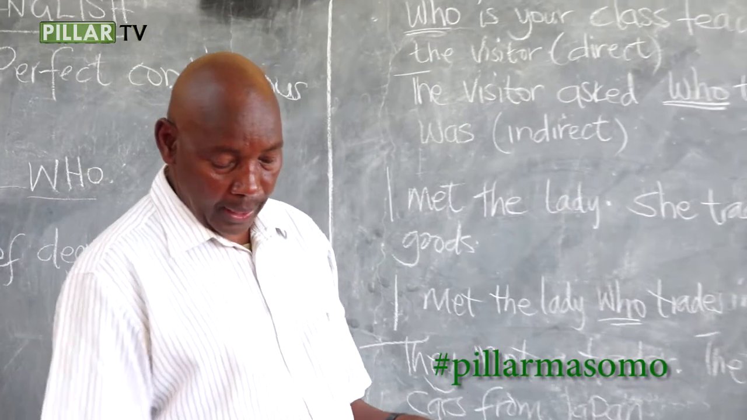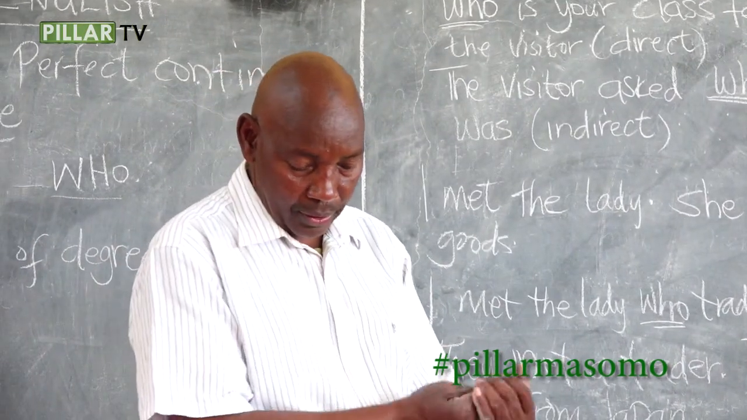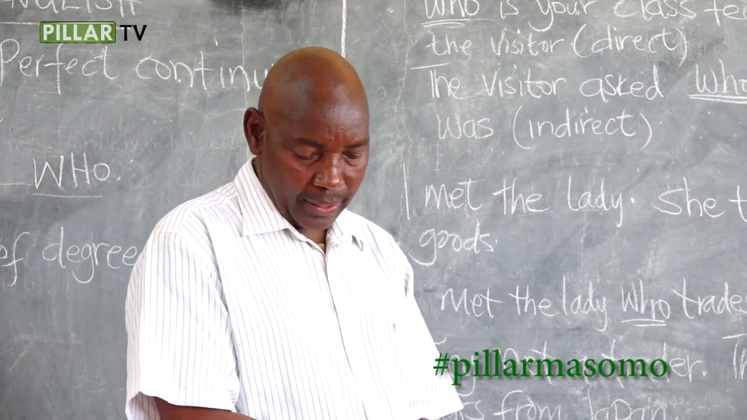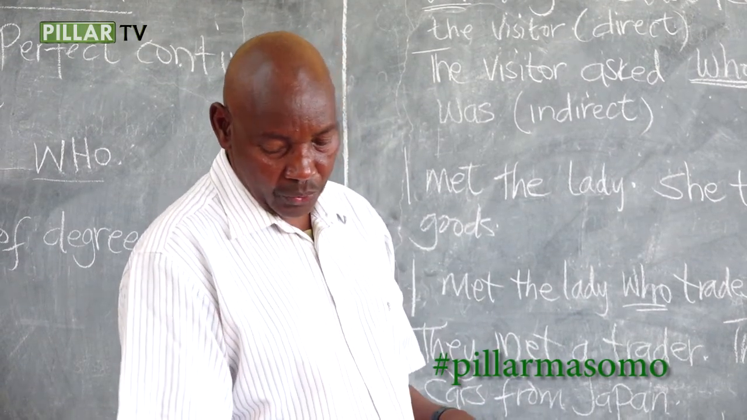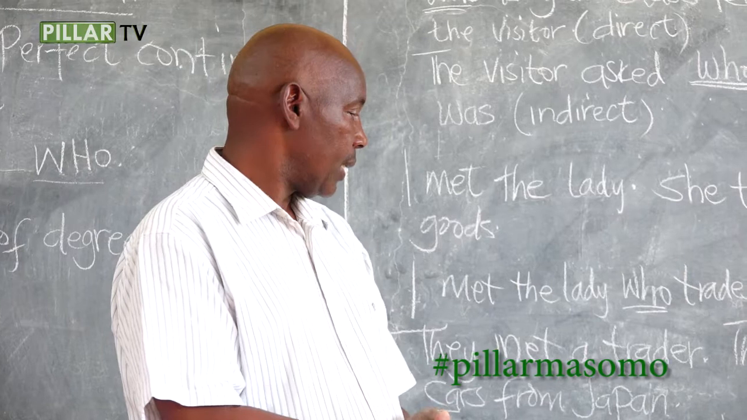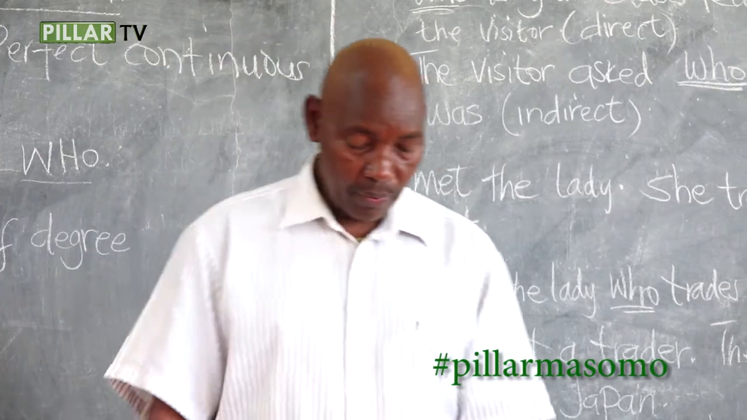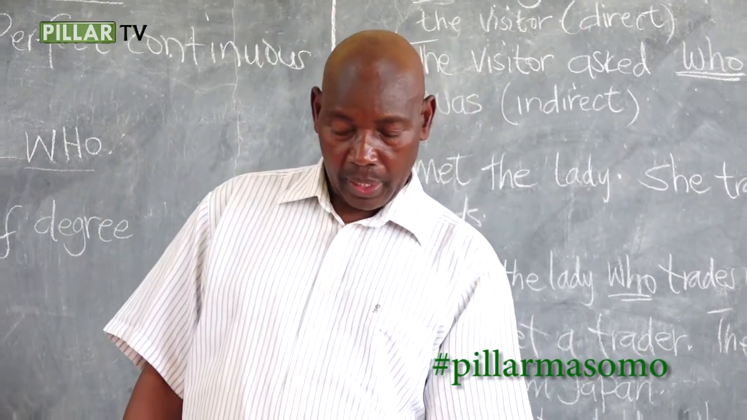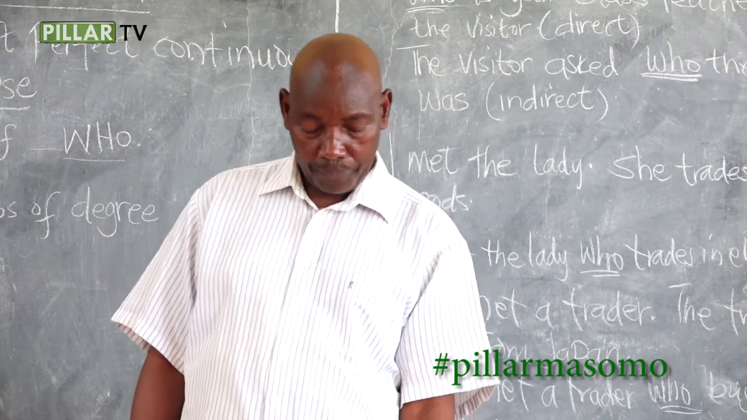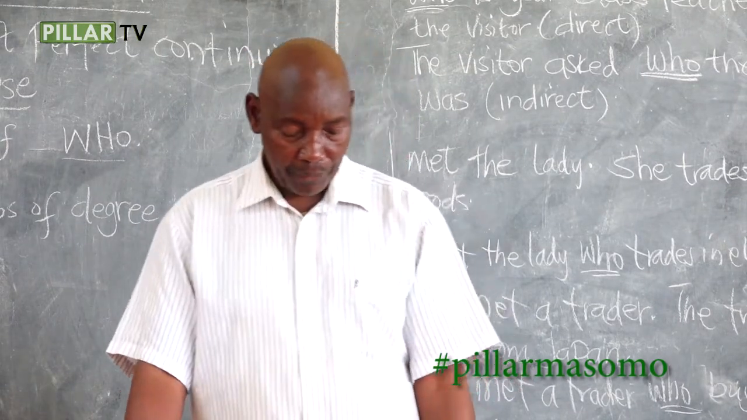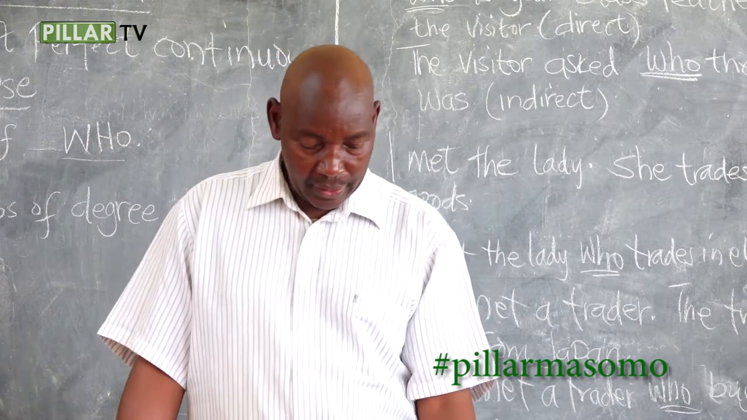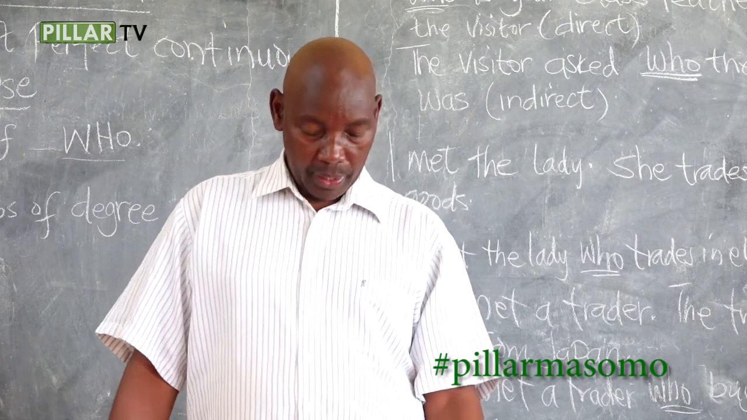Now, let's have some examples. We met 3 ladies, full stop. They were going to the airport. So this sentence, when we insert who, or we use who, will read as, we met 3 ladies who were going to the airport.